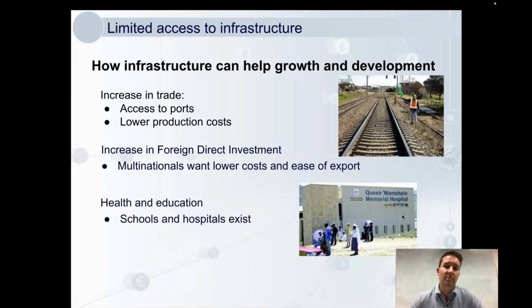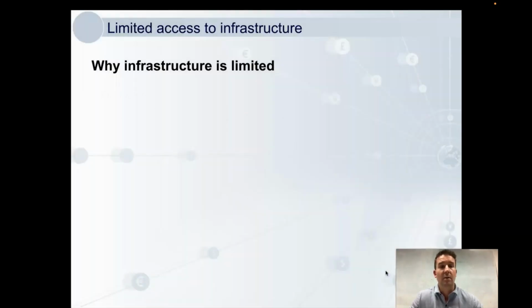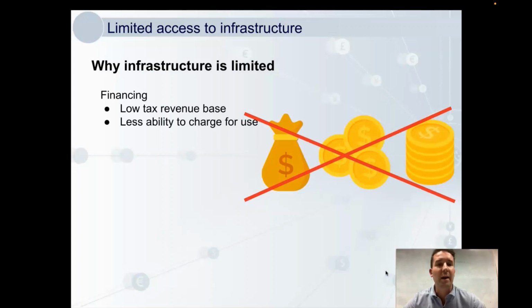Health and education: if we invest in schools and hospitals, then they exist and people can increase their human capital in that way. Why is it actually limited? Money. Money is a big issue here. They've got a low tax revenue base because they've got low incomes in the country. And they've also got less ability to charge for the use of the infrastructure. So for things like water and electricity, they often have to provide that below cost, which means that they don't get the return on that to further invest in more infrastructure.